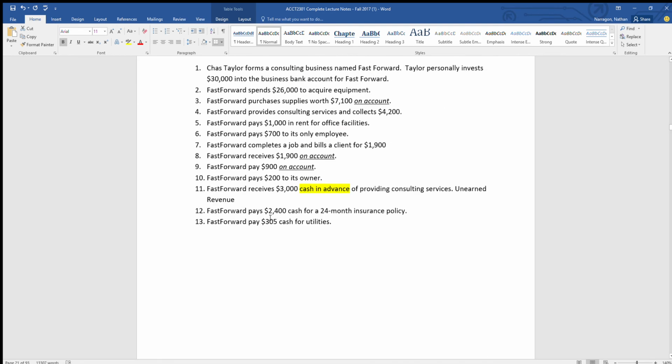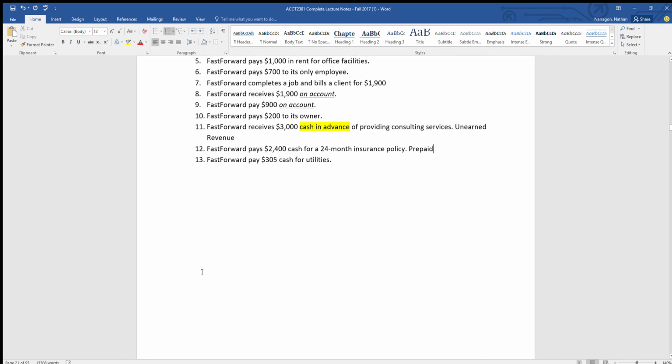Fast forward pays $2,400 cash for a 20-month insurance policy. Alright, so this one right here is known as a prepaid. We basically prepaid in advance for a year, 2 years on the insurance policy. So we have not yet used the whole insurance policy when we do this, so we cannot recognize the expense until it's been used.